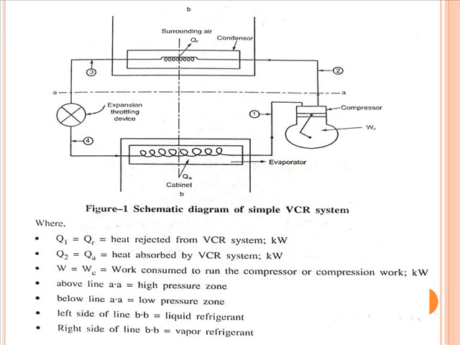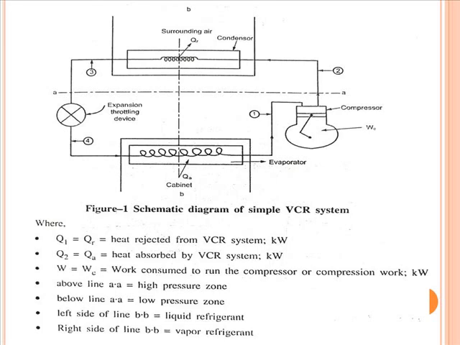Figure number 1 depicts the schematic diagram of simple VCR cycle where you find 4 major components that include first hermetically sealed reciprocating compressor, second condenser, third expansion device and fourth evaporator. So we will start with the process 1 to 2. At state 1, low pressure, low temperature refrigerant in vapor form is available that will enter into the compressor.